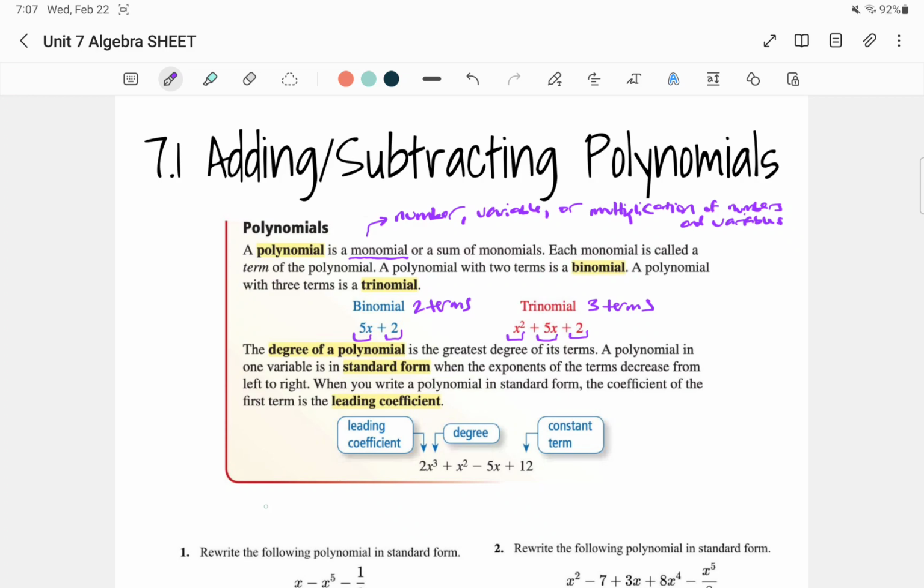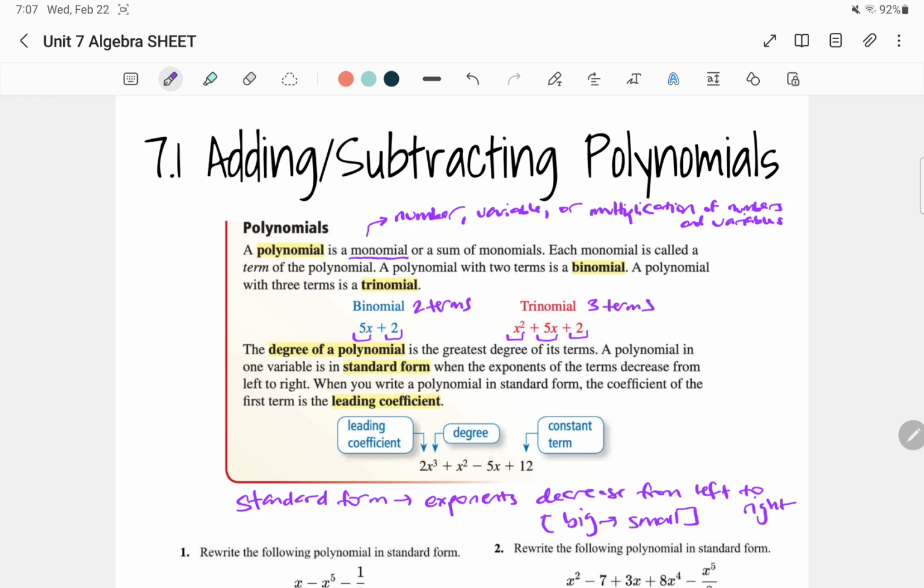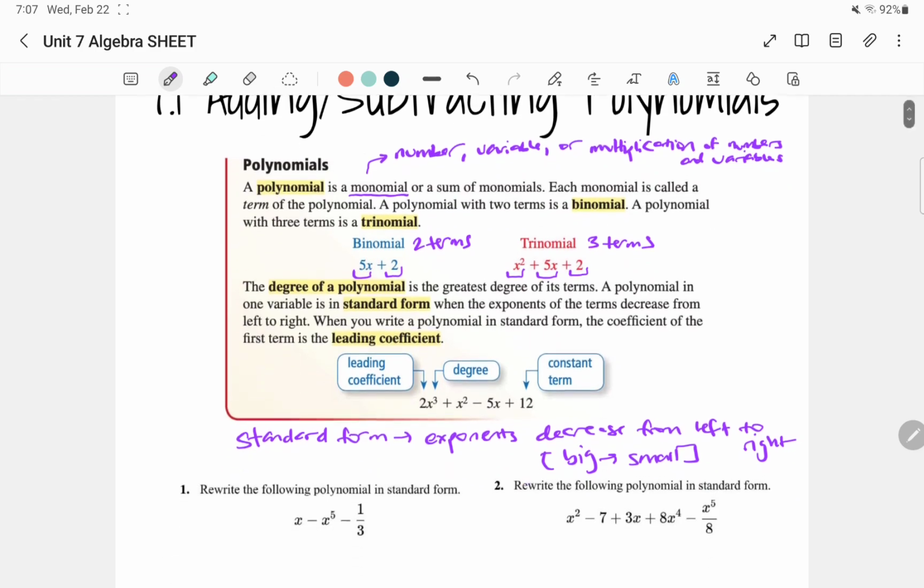So let's go ahead and write down that standard form, because that's what we're going to do first. Standard form means the exponents decrease from left to right, meaning they go from big to small. So let's put these polynomials in standard form.